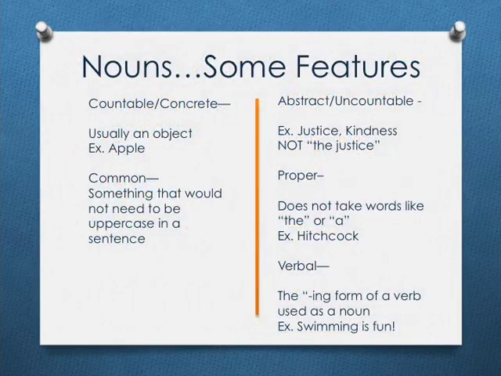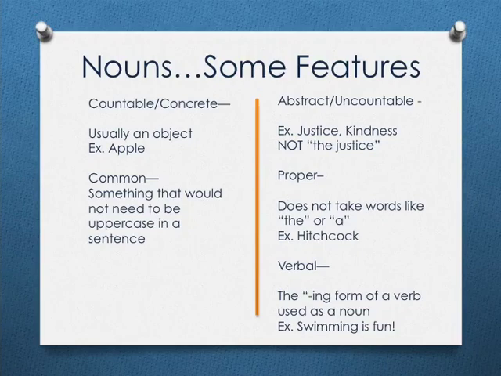Let's talk about nouns for a second. I've separated them into two columns that roughly correspond to some of the features that define what that type of noun does. On the left-hand side, we have countable, concrete, and common nouns. A countable concrete noun is the one that we usually think of. It'd be something like apple or bottle, something that becomes plural when we add an S to it, something that takes an article like "the" or "a." Common nouns would be things like firefighter, things that don't need an uppercase letter at the beginning of the sentence.